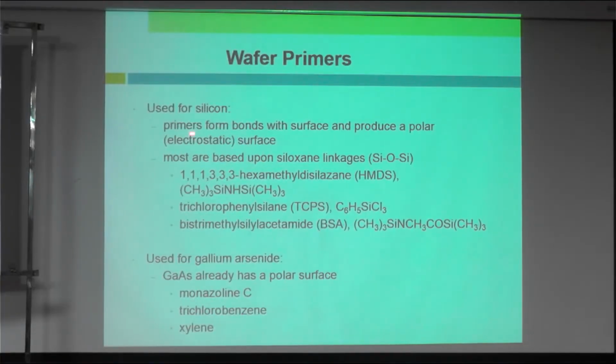And for silicon, primers form bonds with the surface and produce a polar or electrostatic surface. So you want the surface to be polarized, and most are based upon siloxane linkages, which is Si-O and Si. So with this, you have a few chemicals, then the silicon is ready. Used for gallium, if the surface is gallium arsenide, which has a polar surface, then you use monochlorobenzene and trichlorobenzene and xylene for the surface primer.